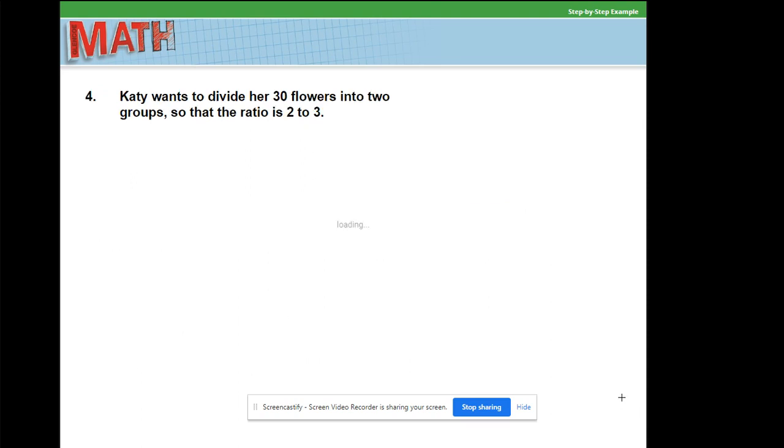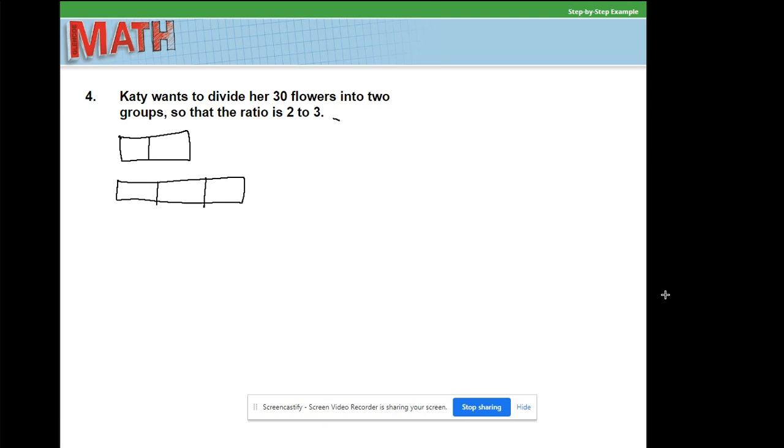All right. Example 4, last one. Katie wants to divide her 30 flowers into 2 groups so that the ratio is 2 to 3. The way that I would do this, there's 2 different ways that you could do it. The first way you could do is a block method. So you could divide that into 2 and 3 blocks.